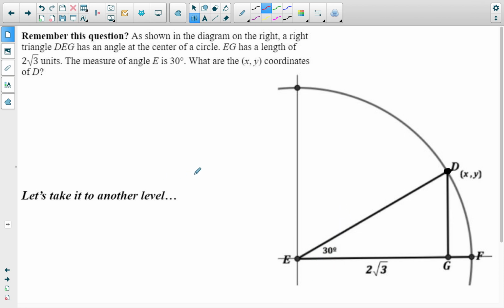So instead of just having one triangle, imagine we had three. And not just any three triangles, but a 30, 60, 90, a 45, 45, 90, and then another 30, 60, 90, but in a different orientation, like this.